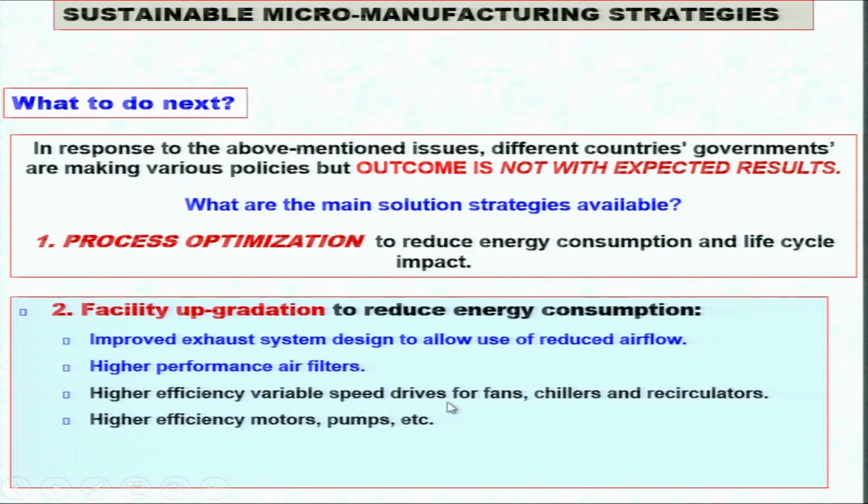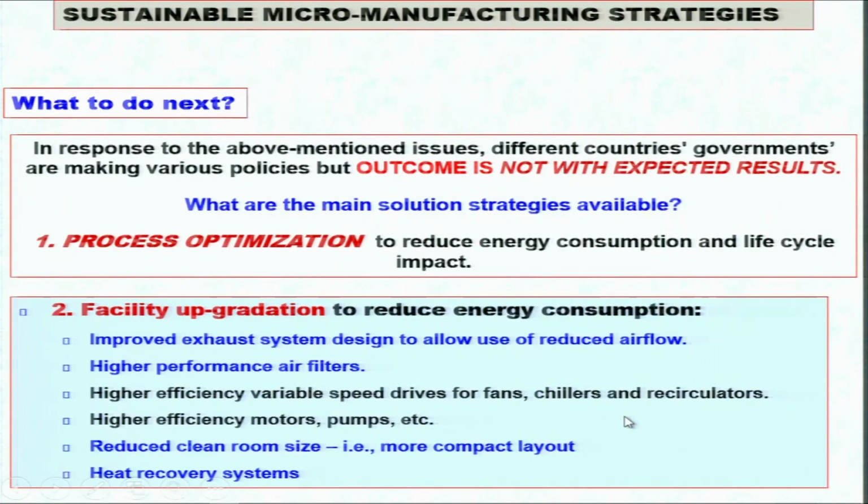Higher efficiency variable speed drives, again see very simple thing, but they make the difference. Higher efficiency variable speed drives for fans, chillers and recirculators. All the time you need not run your fans at the full speed. Sometimes you need minimum, sometimes middle, sometimes maximum. So use it accordingly, and your fans should be efficient and properly maintained. Higher efficiency motors, pumps, etc. These are very simple things, but they make a difference.